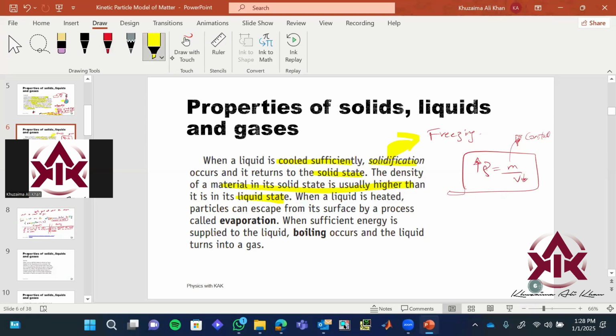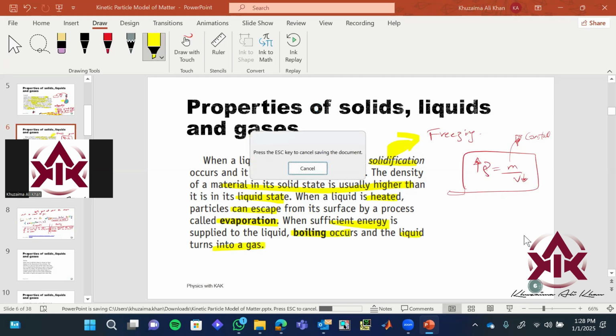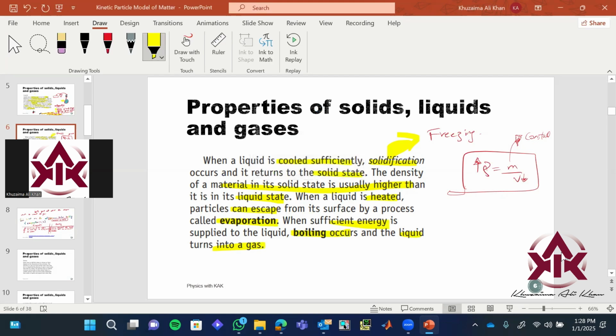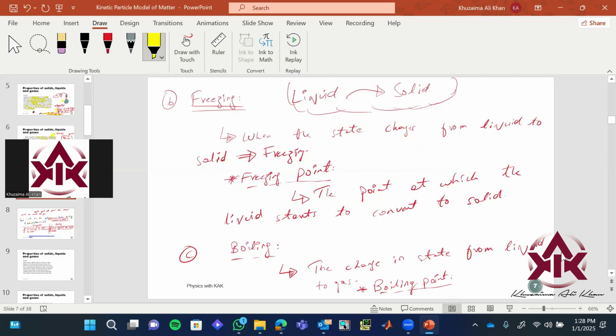Okay. So now it is saying that when you heat the liquid, it causes high energy particles to escape, and it's called evaporation here. When you have enough energy that you cross the boiling point, then boiling occurs, and the liquid turns into a gas. So this is one difference between evaporation and boiling. We discussed these differences in detail in our slide.